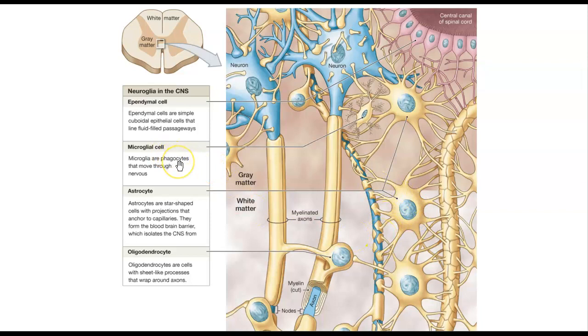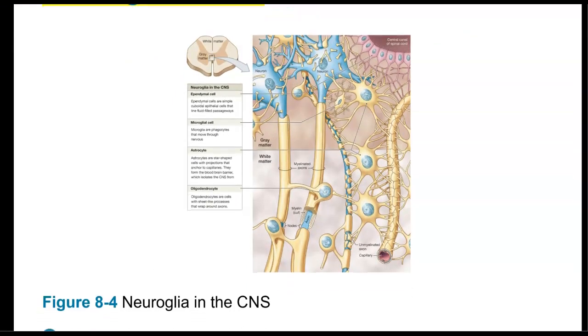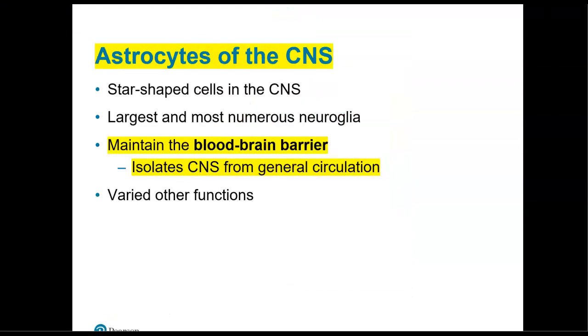Microglial cells are phagocytes, so they're going to function in defense, engulfing pathogens and destroying them. Ependymal cells produce some of the cerebrospinal fluid, and they line fluid-filled passageways. These are ependymal cells right here. They produce some of the cerebrospinal fluid, or CSF, and then some of that fluid is produced by the choroid plexus, which we'll learn about later. But anyway, they help circulate that fluid. So that would be the ependymal cells.